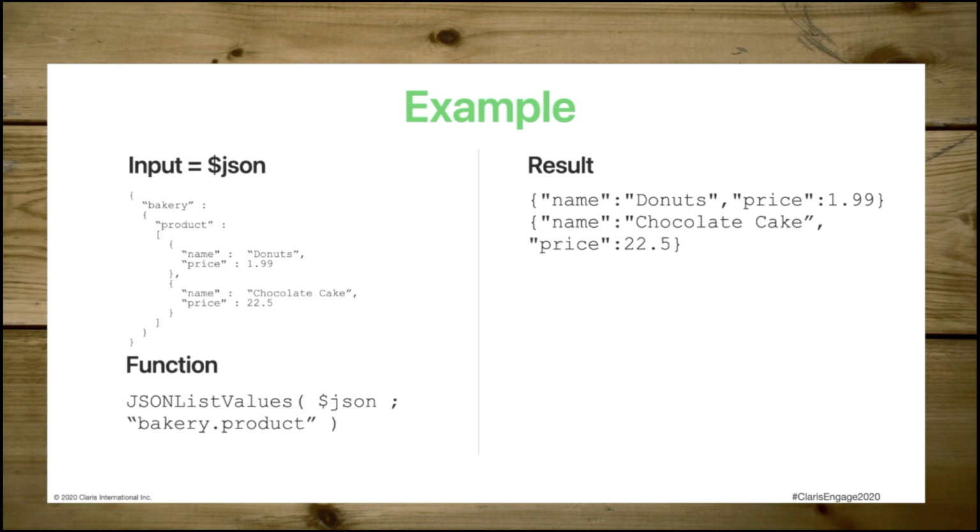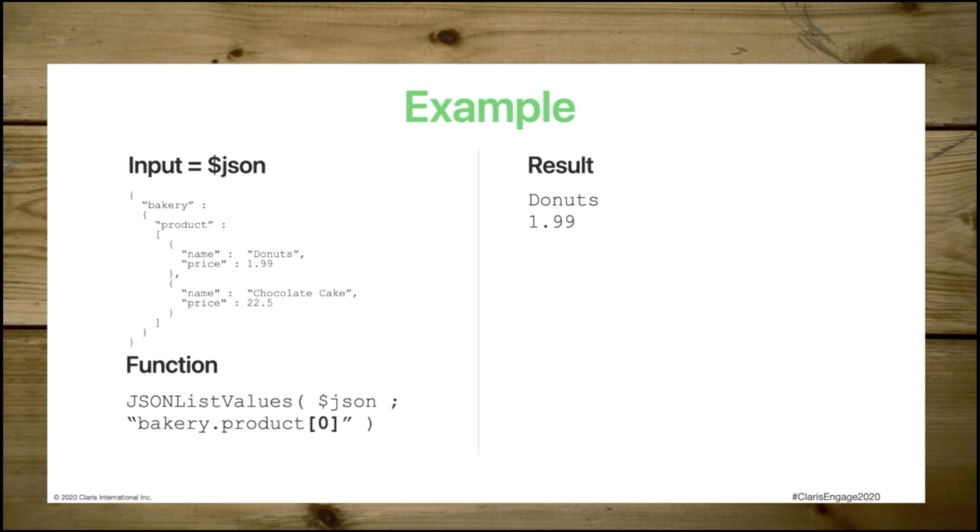But let's say that we have two objects within an array within another object, and we want to get just the product array itself. This actually lists the two different objects within that array of product as the result, which might make it easier to take this result and parse that out. But if we want to get to the values, in our second parameter we'll include the square brackets, and we'll include the number, this time being 0, which would be the first value within the array. And the first value in the array is donuts and 199. Now if the number was 1, it would instead be chocolate cake and 22.5.